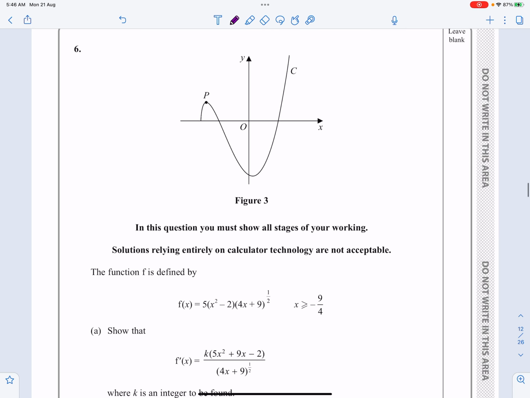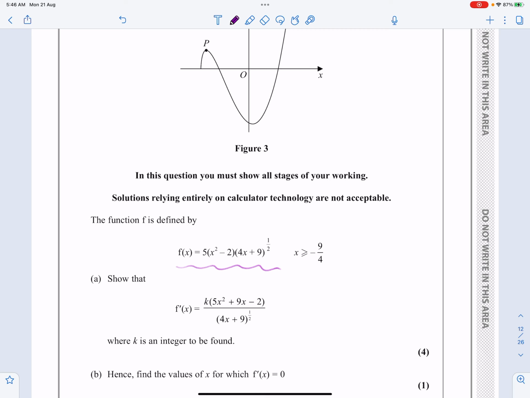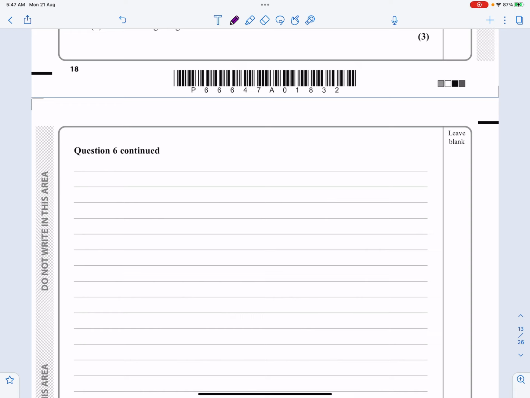It says the function f is defined by this thing here. The graph is for later on, so don't worry about the graph at the moment. Where x is greater than or equal to minus 9 over 4, can we show that f dash x works out to be equal to that? And we've got to work out what k is going to be. Yep, absolutely we can do that. So let's just make a start.